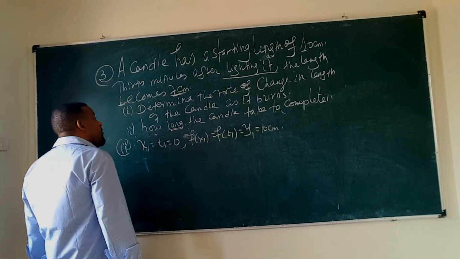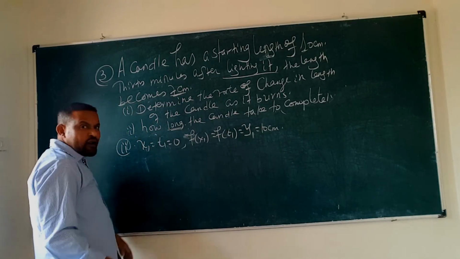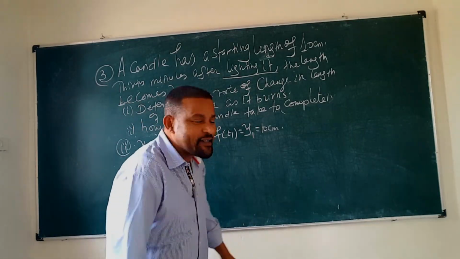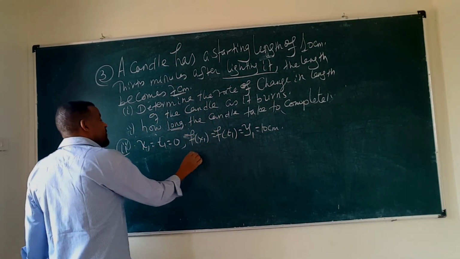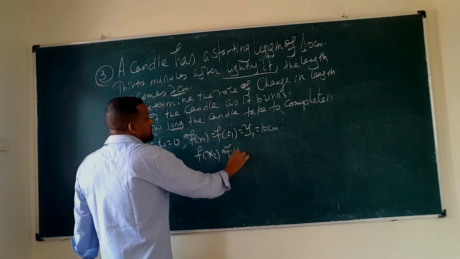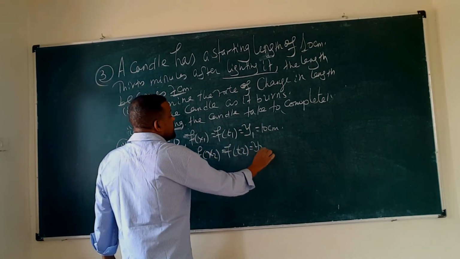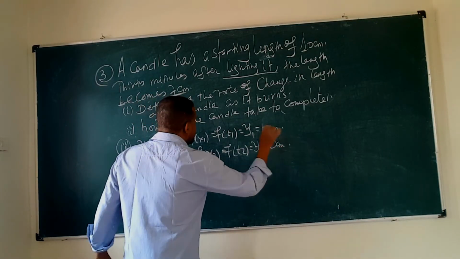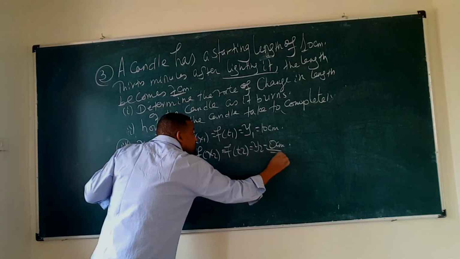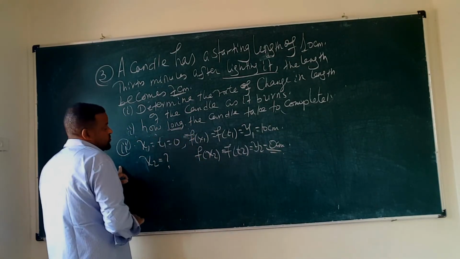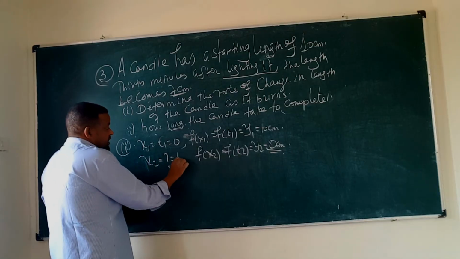እሺ አሁን ኮምፕሊትሊ በርን አውት ሆኗል ማለት ምን ማለት ነው? ሻማው ሌንግዙ ስንት ሆነ ማለት 0 ሆነ ማለት ነው። So y2 is given, y2 is f of x2, that means f of t2, that means y2 completely burn out ሆነ ማለት ሌንግዙ 0 ሴንቲሜትር ሆነ ማለት። አሁን ይሄ 0 ሴንቲሜትር እንዲሆን የሚያስፈልገን ታይም ምን ያህል ነው? So x2 ስንት ነው?